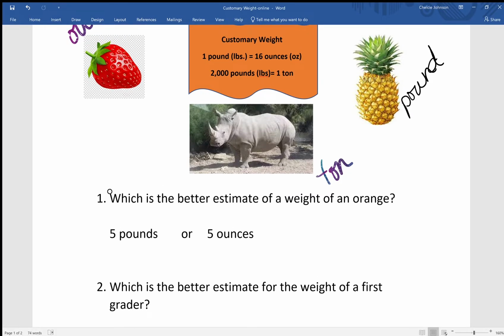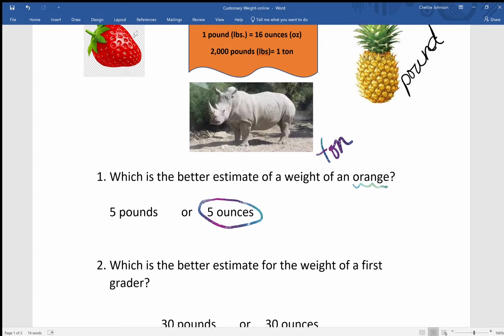So which is the better estimate of a weight of an orange? Is it 5 pounds, so like 5 pineapples, or 5 ounces, such as 5 strawberries? I'll let you think about that. We're looking for an orange, like an orange that you eat. Okay, so I'm guessing you probably said 5 ounces, right? Because 5 pounds would be awfully heavy for an orange. Even for a grapefruit, that would be heavy.